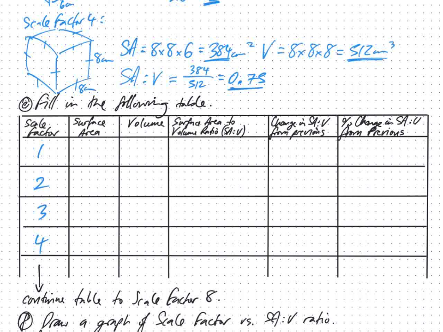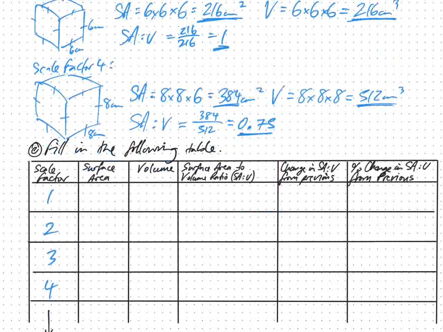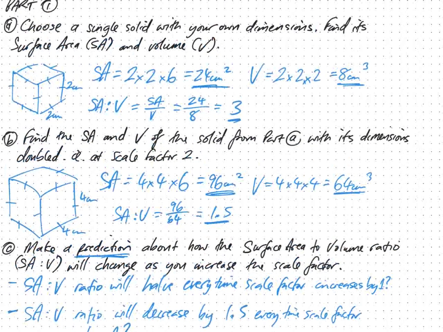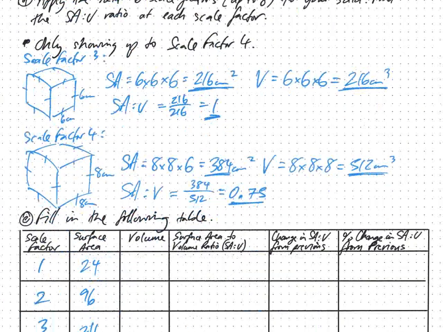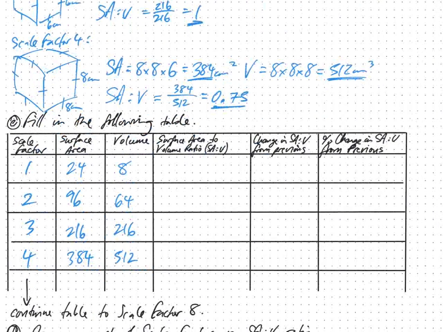I'm going to fill in the surface areas. So they were 2496, 216, 384. The volumes were 864, 216, 512. The surface area to volume ratios were 3, 1.5, 1, 0.75. So my prediction was proven wrong.